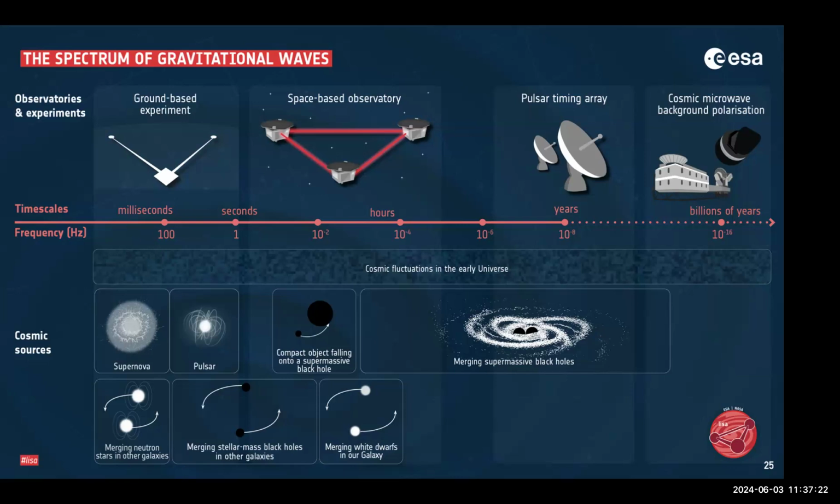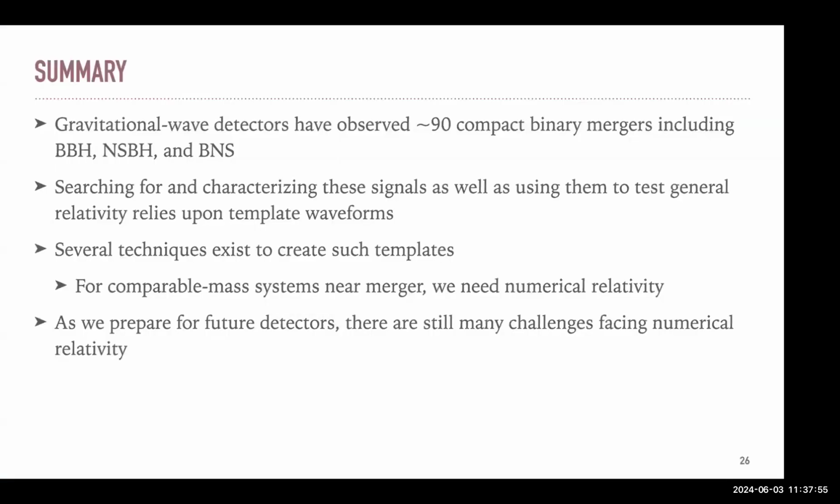But what's so exciting with us having ground-based detectors and space-based detectors and pulsar timing arrays as well, is that we're able to cover the whole frequency range of gravitational waves. And we need template waveforms that allow us to study all of these. We don't want numerical relativity or waveform development to be what limits us from using all of these exciting detectors and being able to observe the universe in all of these ways. We want to make sure that we are on the cutting edge of that as well.